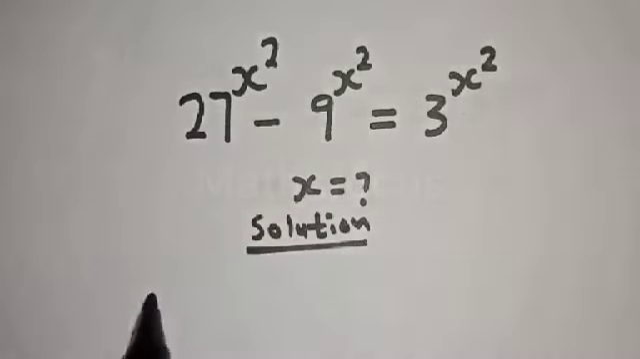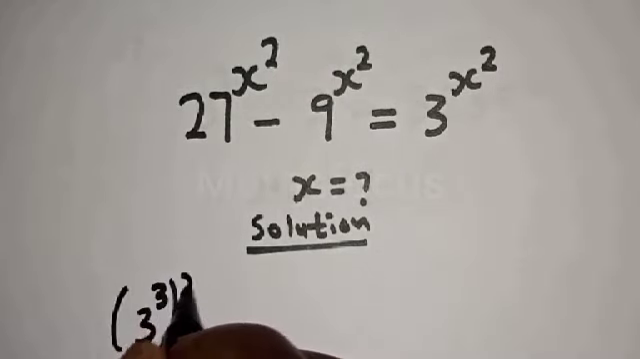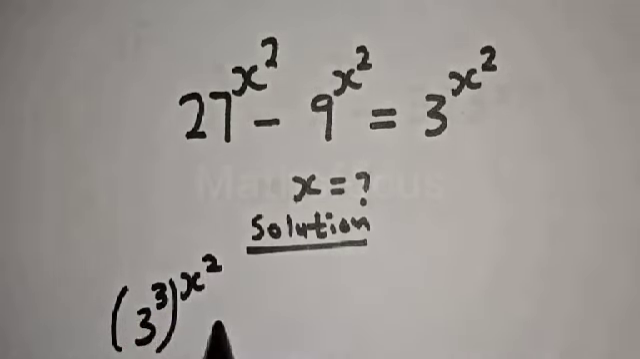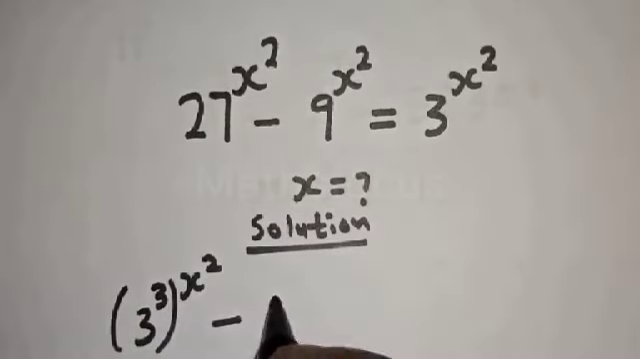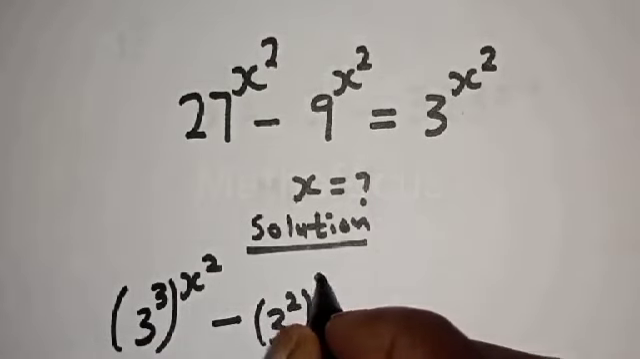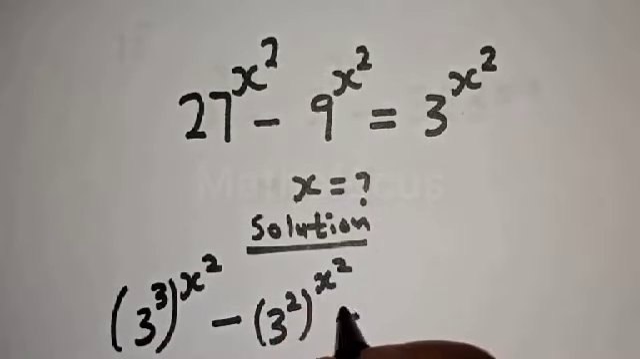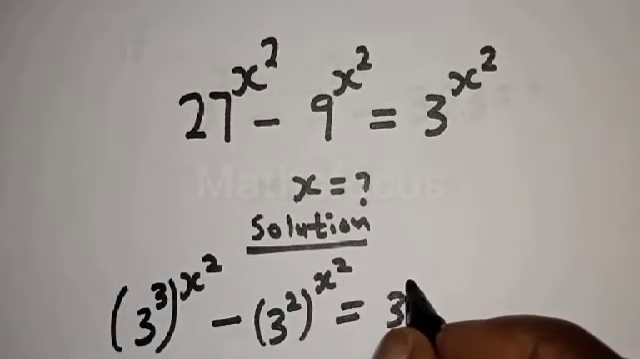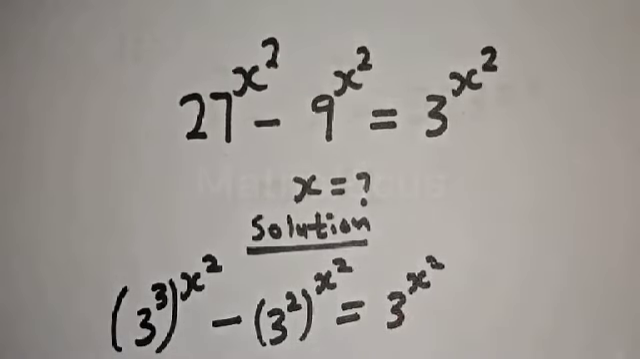27 raised to power x² can be written as 3 raised to power 3 raised to power x², minus 9 raised to power x² can be written as 3² raised to power x², is equal to 3 raised to power x².